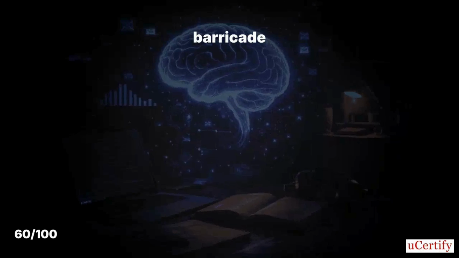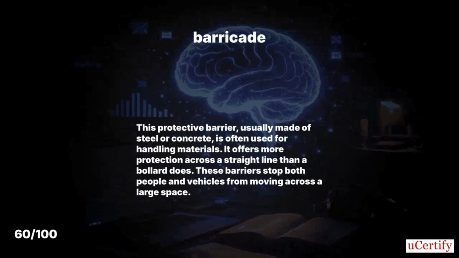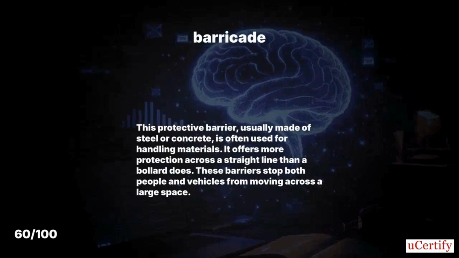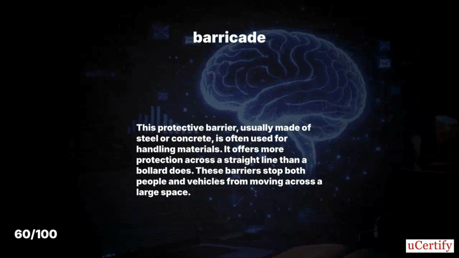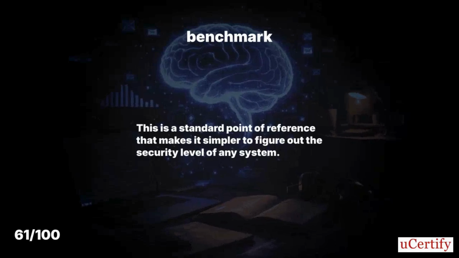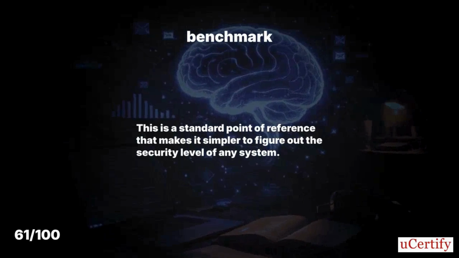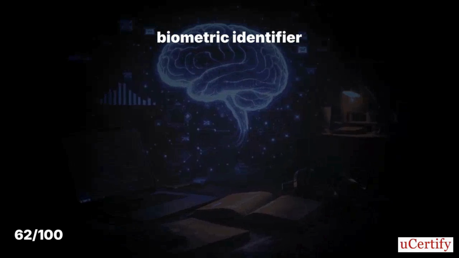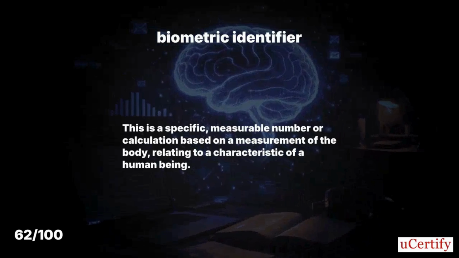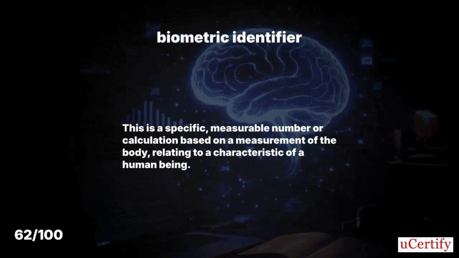This protective barrier, usually made of steel or concrete, is often used for handling materials. It offers more protection across a straight line than a bollard does. These barriers stop both people and vehicles from moving across a large space. Term. Benchmark. This is a standard point of reference that makes it simpler to figure out the security level of any system. Biometric identifier. This is a specific measurable number or calculation based on a measurement of the body, relating to a characteristic of a human being.